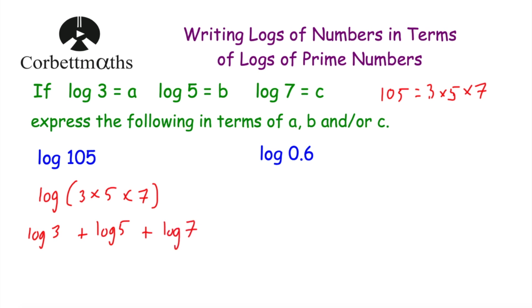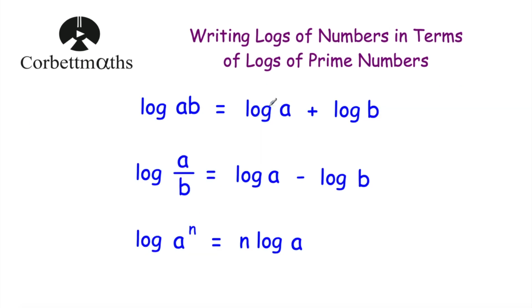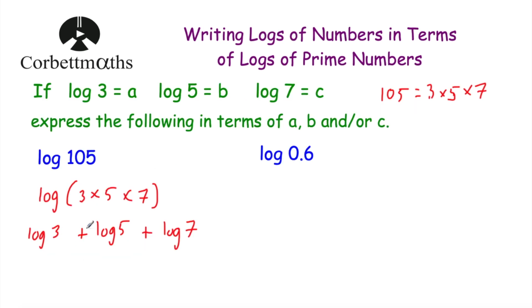Because remember, thinking of our laws of logarithms, the log of AB is equal to log A plus log B. So if you had the log of ABC, that's going to be the log of A plus the log of B plus the log of C. Okay, just splitting that up. So here, we now know we've got the log of 3 plus the log of 5 plus the log of 7. Well, log 3, that's going to be A. Log 5, that's going to be B, so plus B. And then plus log of 7, that's going to be C. So that'd be A plus B plus C. So we've expressed the log of 105 in terms of A, B, and C. It's just A plus B plus C, and that's it. Okay, let's have a look at our next one.